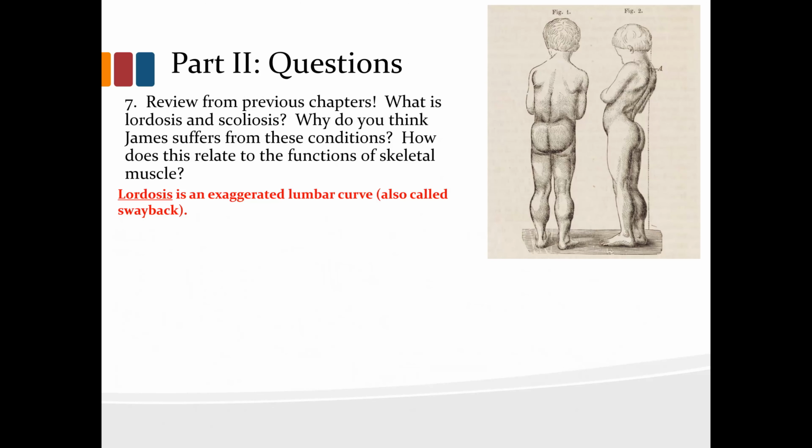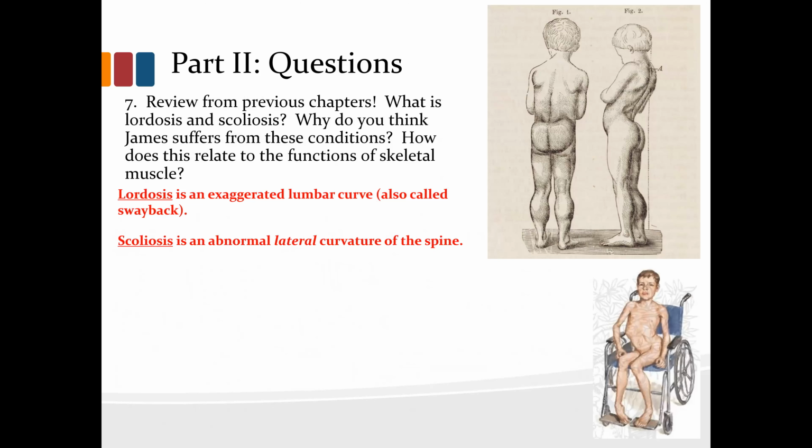So lordosis is an exaggerated lumbar curve, also called swayback. If you look at the second image here, this would be a really deep curve in your lower back region. That is called lordosis. Very early on, patients with Duchenne muscular dystrophy show lordosis when they are standing.